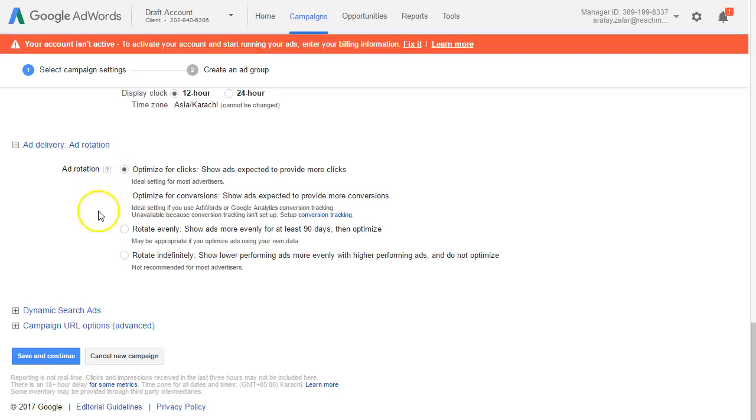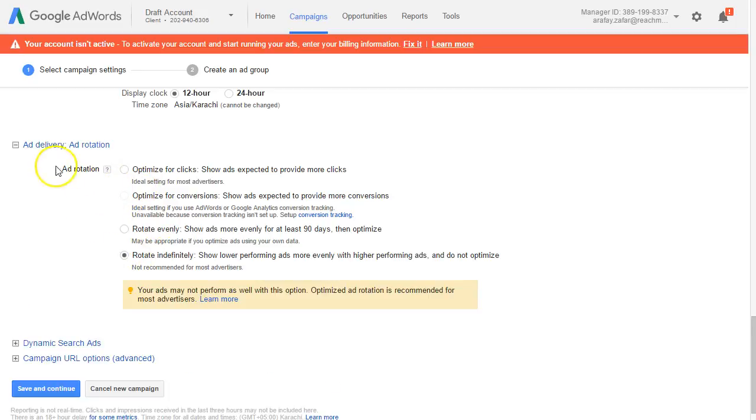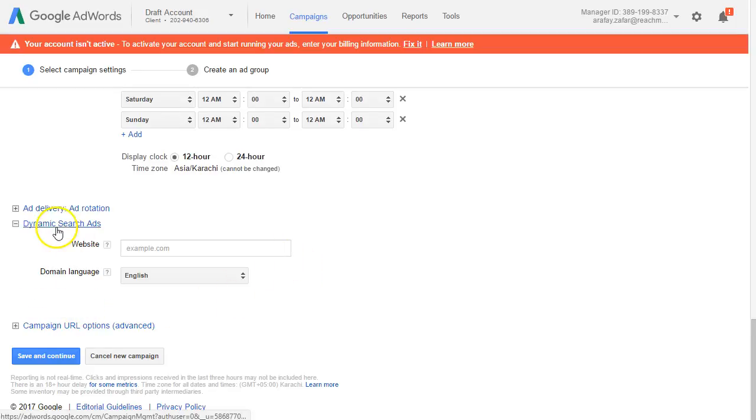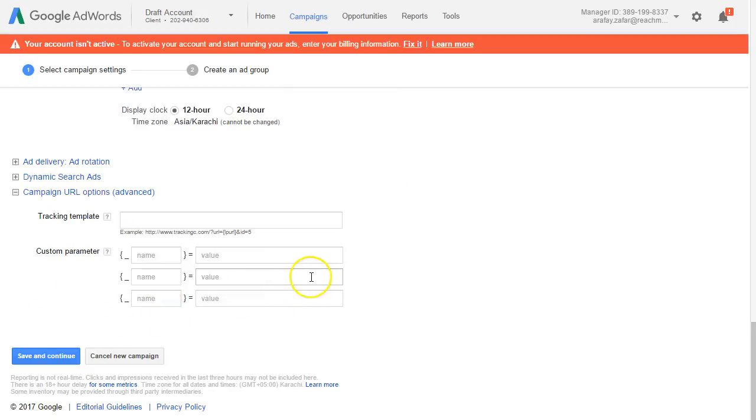Anyway, so that is the ad rotation. This is what I'm going to select because that is my preferred option. Then dynamic search ads, this is not for you. And then campaign URL option, this is again if you're using third-party tracking. We're not going to use third-party tracking. This is not such a complicated campaign. A dental office campaign is very straightforward in terms of tracking.